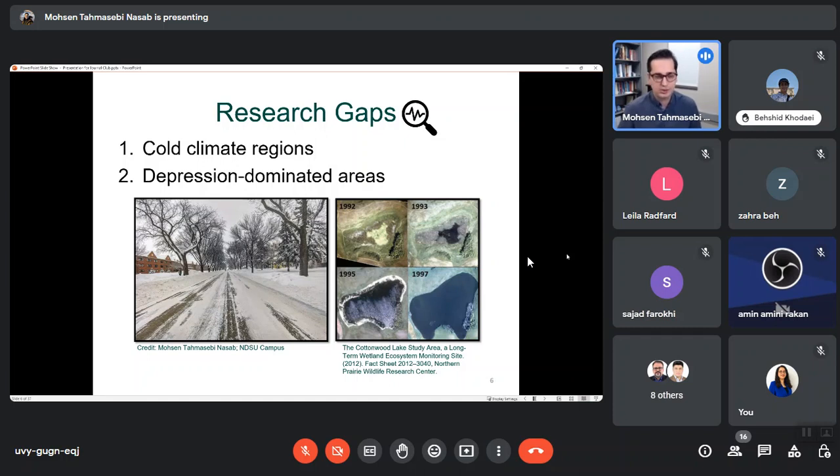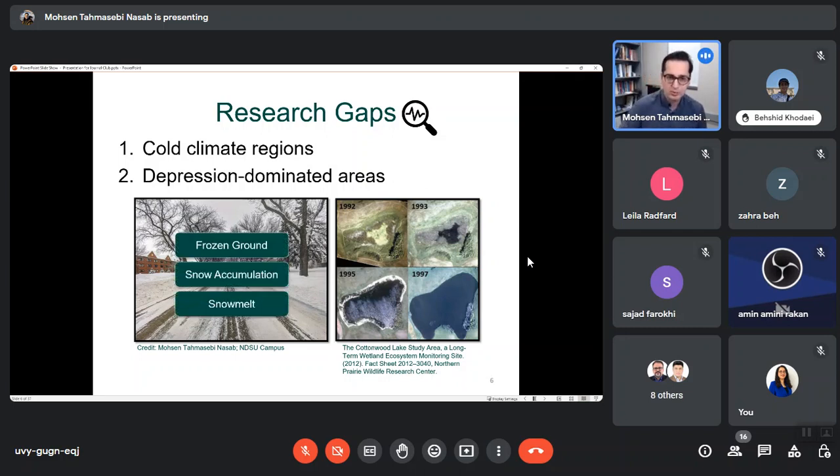We identified two different research gaps. Number one, cold climate regions. Cold climate regions have specific conditions that make it difficult for conventional hydrologic models to work with. For example, frozen ground, snow accumulation, and snow melt specifically make it difficult to come up with good estimates of peak flows in hydrographs when we are modeling cold climate regions.